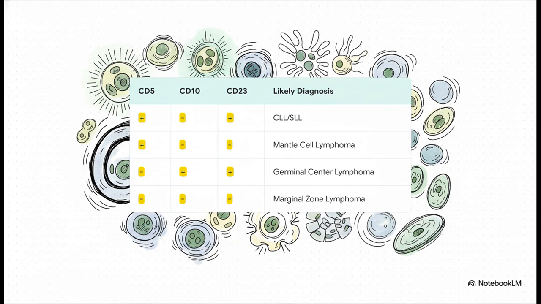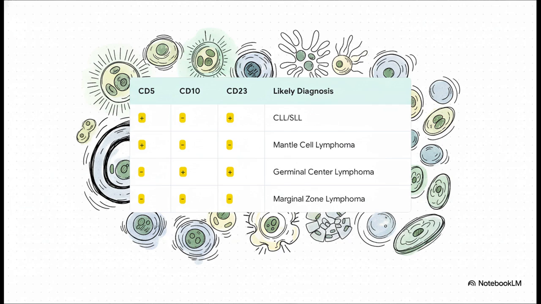If it's CD5 positive but CD23 negative, you should be suspecting mantle cell. If it's CD10 positive but CD5 negative, that points you straight to a germinal center lymphoma like follicular. And if it's negative for all 3, what we call triple negative, your top diagnosis becomes marginal zone lymphoma.